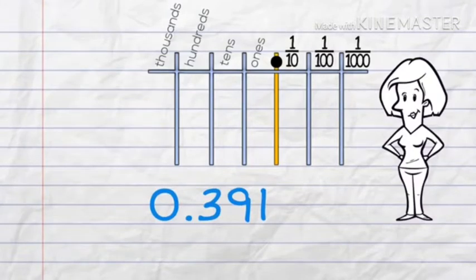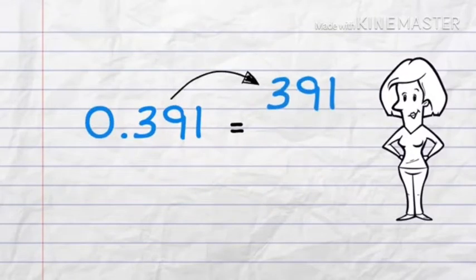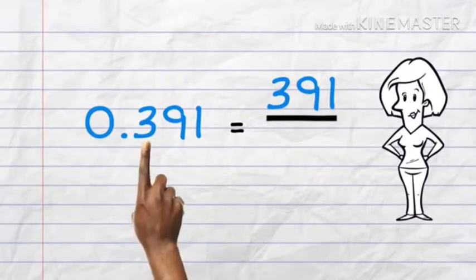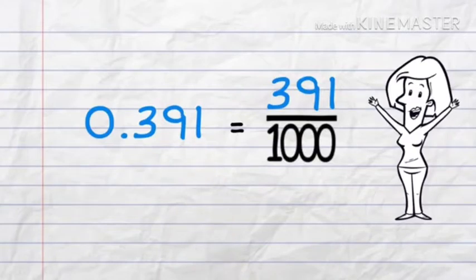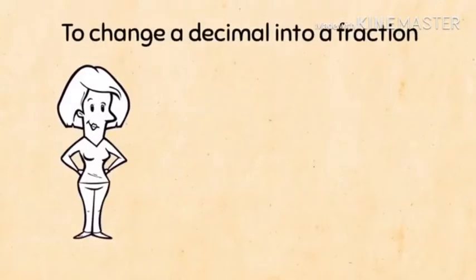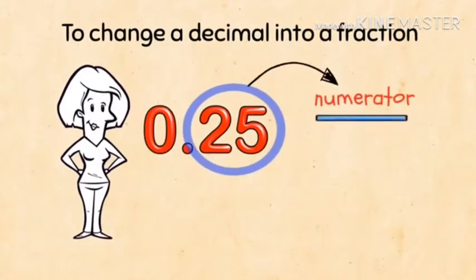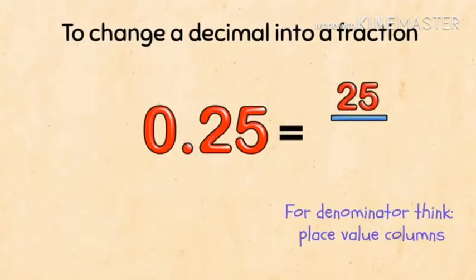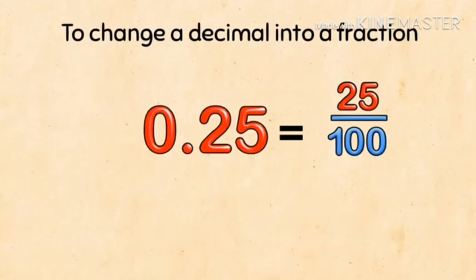Here we've got 3 figures after the decimal point. We don't even really need to use a chart at all, do we? 391 is our numerator. Just name the columns to find the denominator. Tenths, hundredths, thousandths. 391 over 1000. To change a decimal number into a fraction, the decimal part becomes our numerator. Our numerator is going to be 25. For the denominator, we think through our decimal place value columns. Tenths, hundredths. We have 25 hundredths.